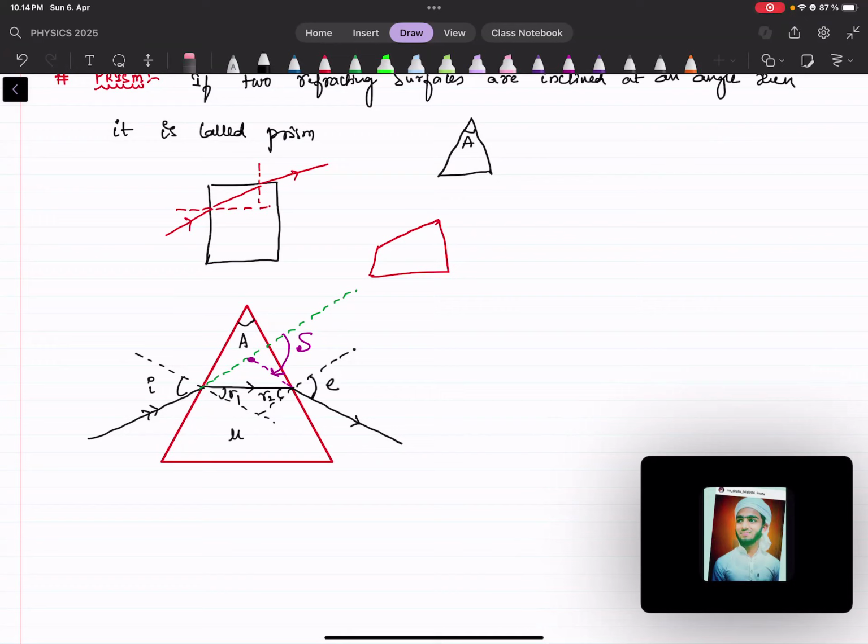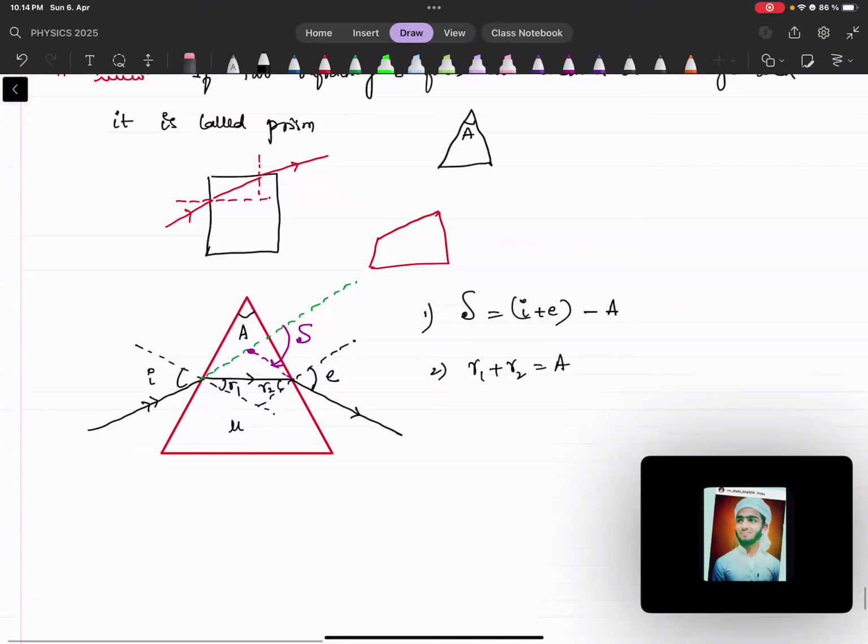Now tell me what all the formulas you remembered in this one. First one is how to calculate the deviation. Deviation formula, delta is equal to angle of incidence plus angle of emergence minus angle of your prism. Second one, R1 plus R2 must be equal to your A. Okay. So these are the formulas you need to remember.